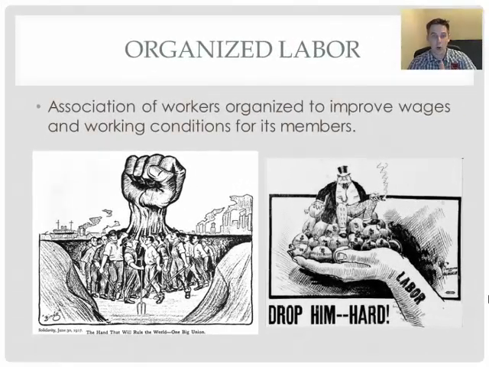Now, let's start. Organized labor, fighting the man. You might want to fight the man. This is how. So, organized labor is an association of workers organized to improve wages and working conditions for its members. Because if you go to your boss and say, "You're not paying me enough," he might say, "Yes, you're right, here's more money." Or most likely he'll just say, "Get back to work," or "Go home."